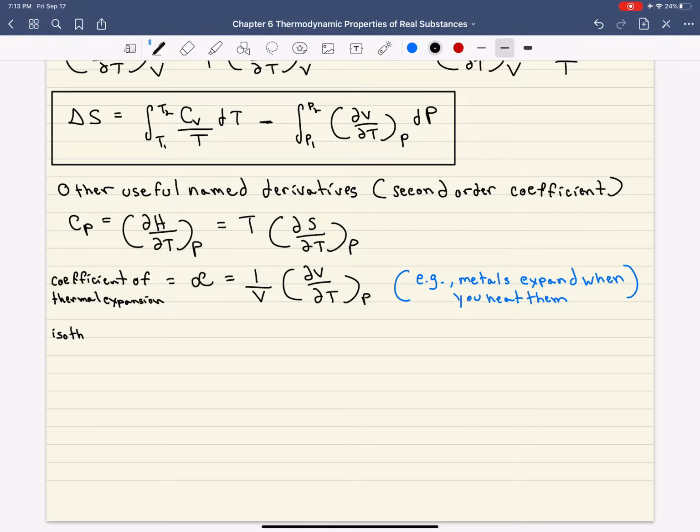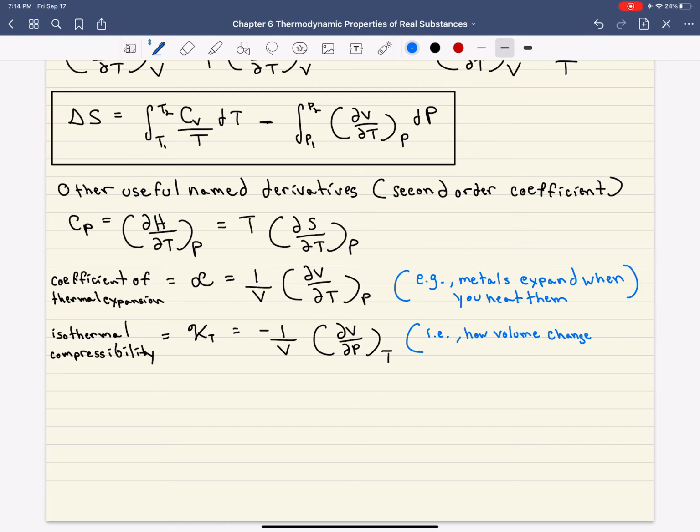Another related named derivative is what we call the isothermal compressibility. This is usually abbreviated as kappa T. And this one is minus 1 over V times dV/dP at constant T, hence the isothermal name. And so this is one where you'd be looking at how the volume of your system changes when you increase pressure.